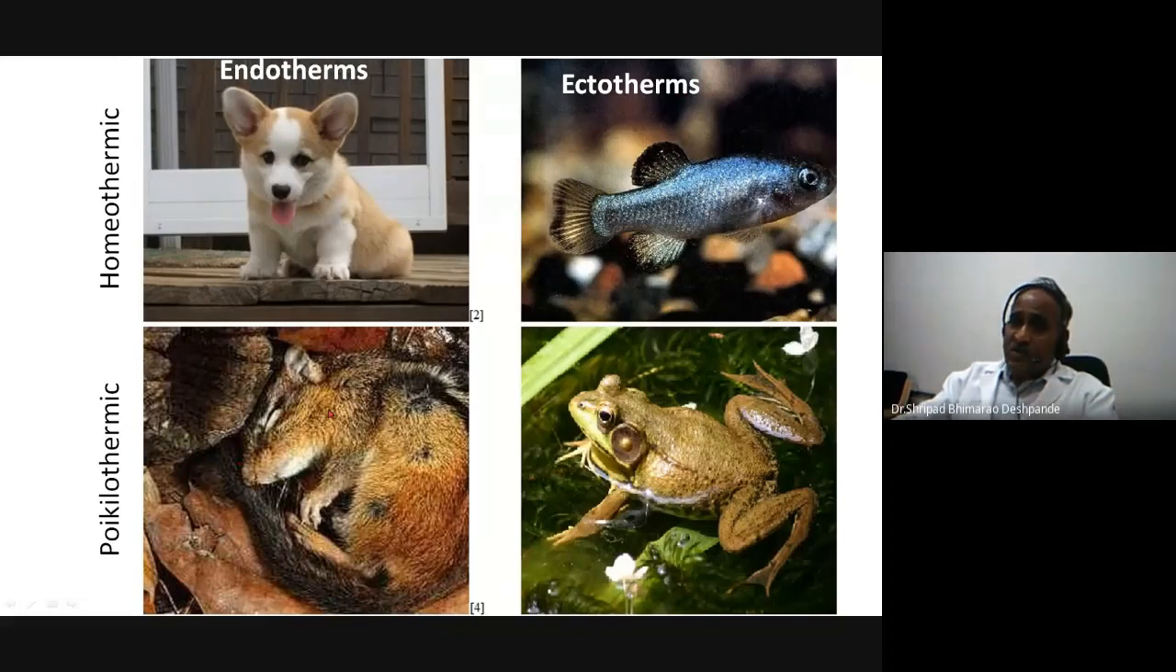And among the poikilothermic endotherms, a squirrel is here. It goes for hibernation. This hibernation is regulated depending upon the season. The internal regulators regulate the hibernation, but it's cold-blooded. It will change the body temperature at that point in time. You have the ectothermic, the external environment. Here is a frog, which is an ectothermic animal, cold-blooded, that is poikilothermic. Okay, with these examples, we move on.